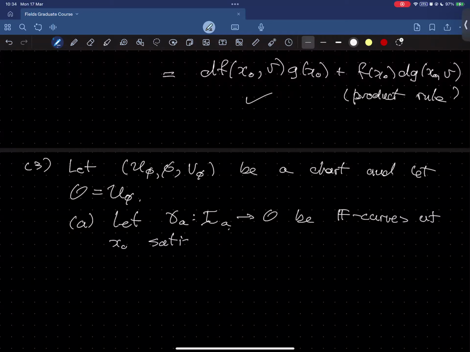That are different, which means that phi composed with gamma 1 prime at 0 is not equal to phi composed with gamma 2 prime at 0. Okay, so the equivalence classes that they define are different.